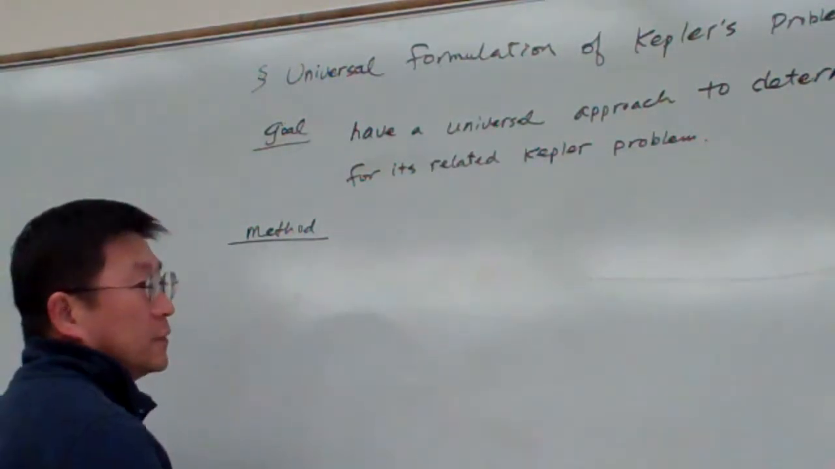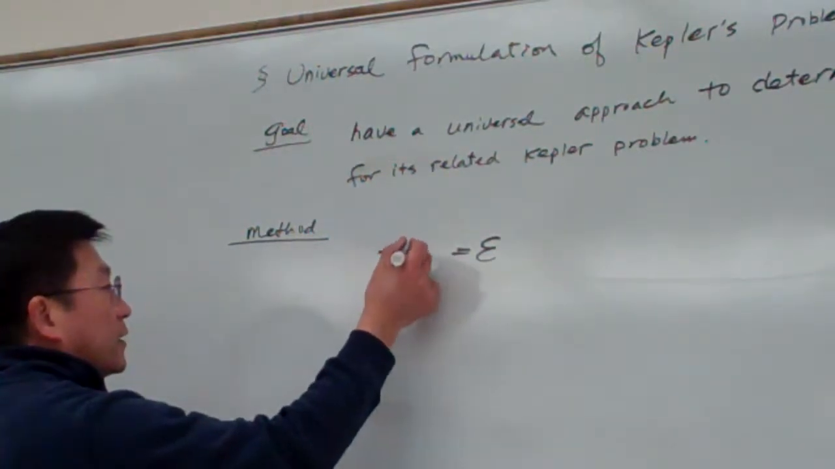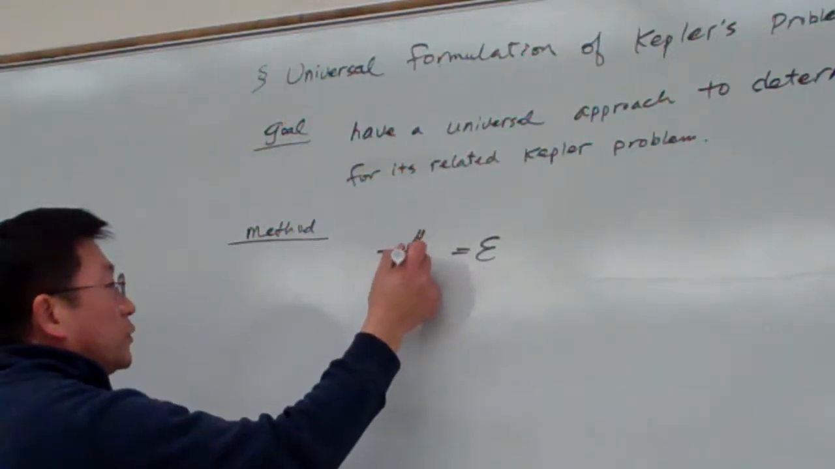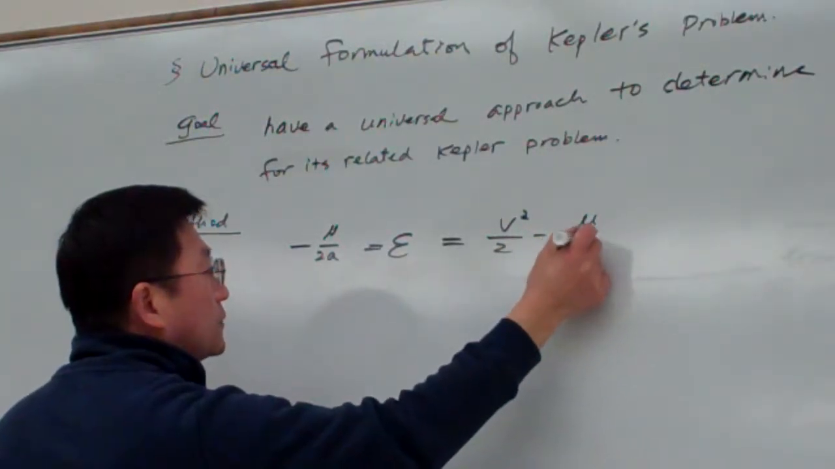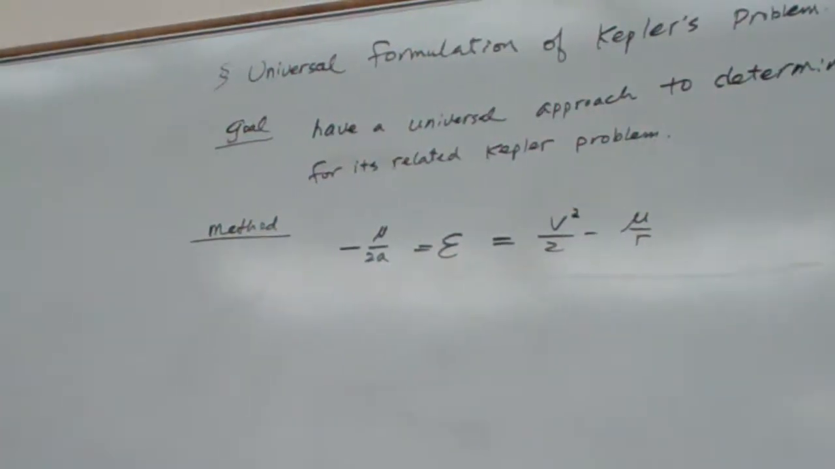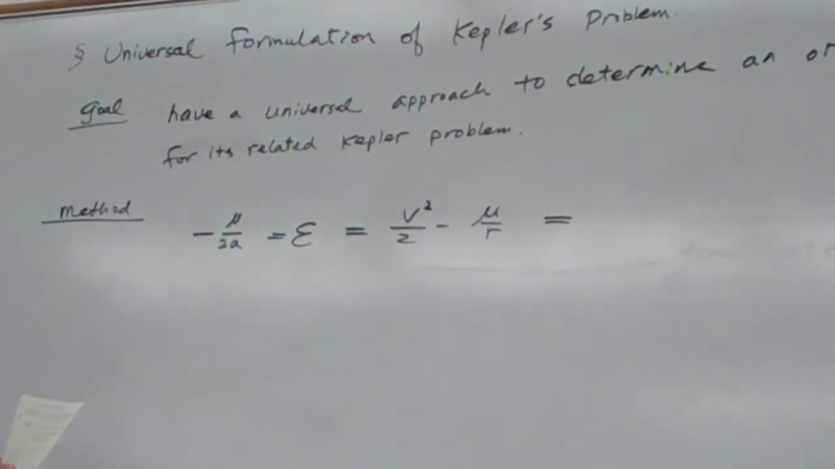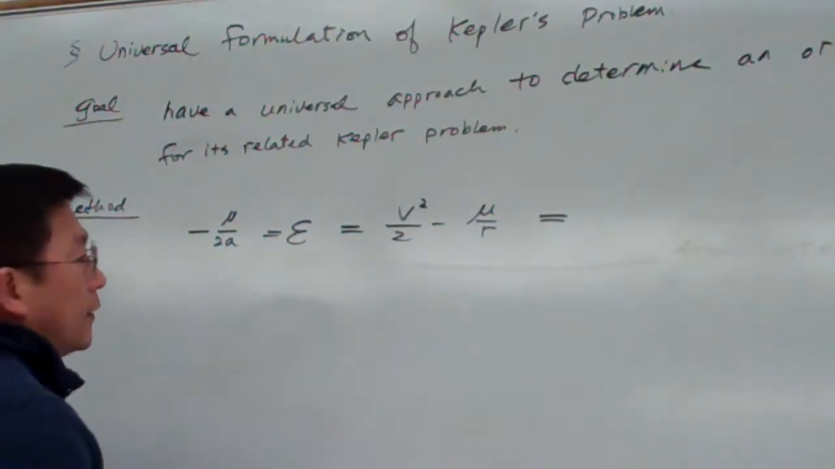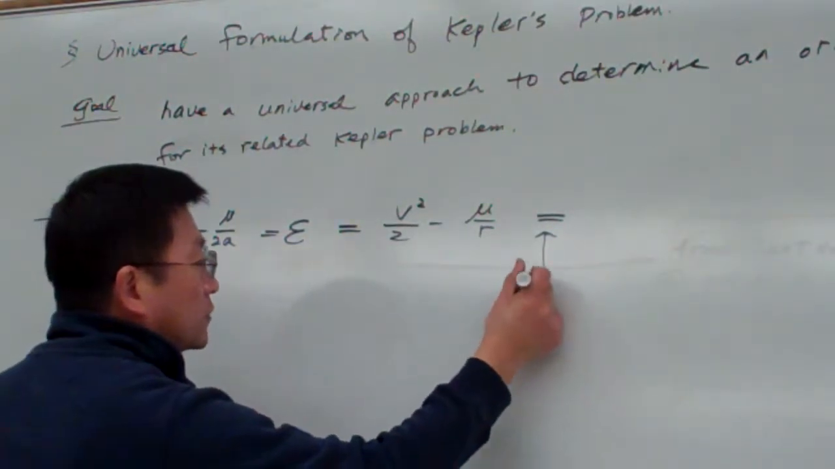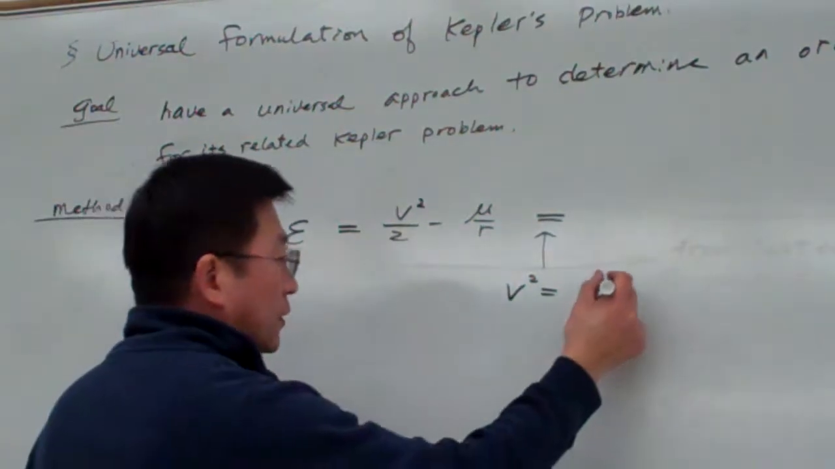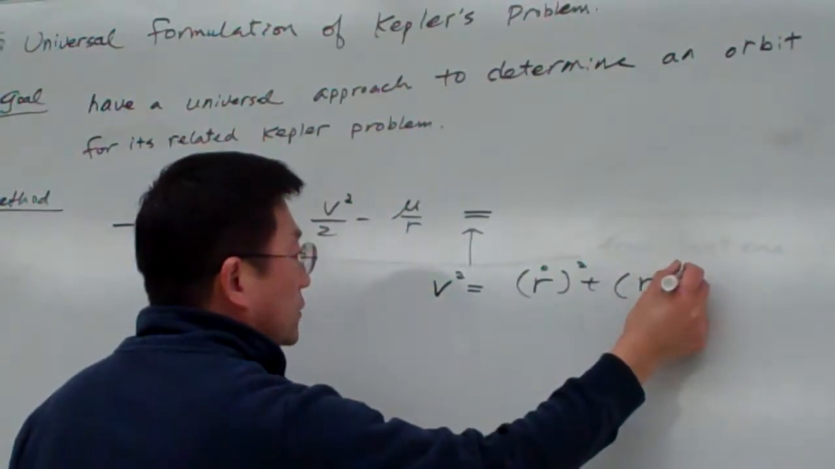We start from the formulation of the energy. On one side that is minus mu over 2a, on the other side that is V squared over 2 minus mu over r. Okay, and for V, hopefully we can convert into the polar coordinate system. So here for V squared, we can replace it by r dot squared plus r nu dot squared.